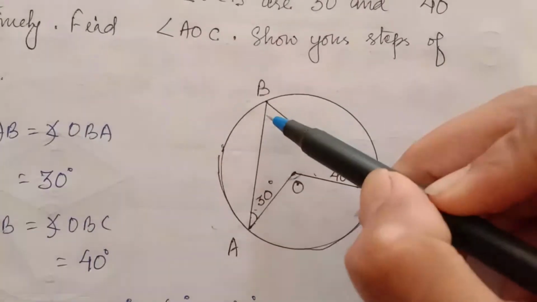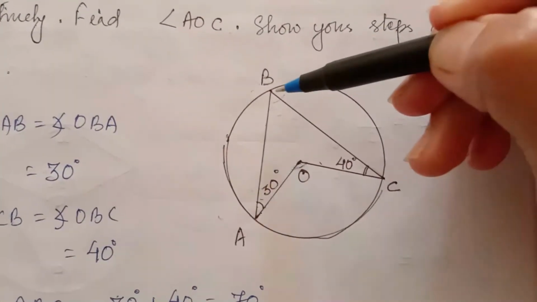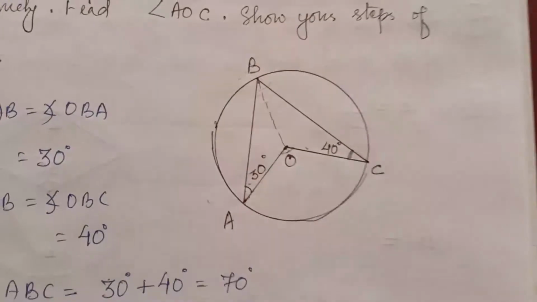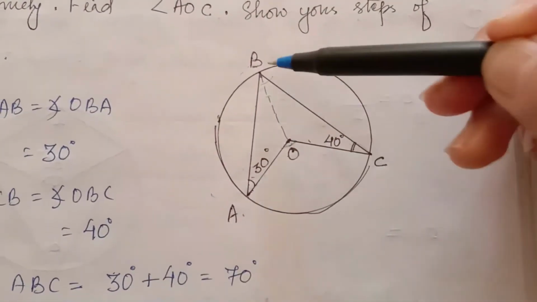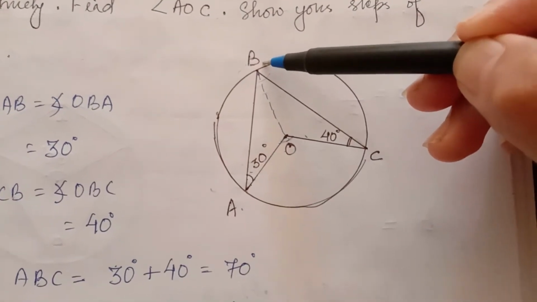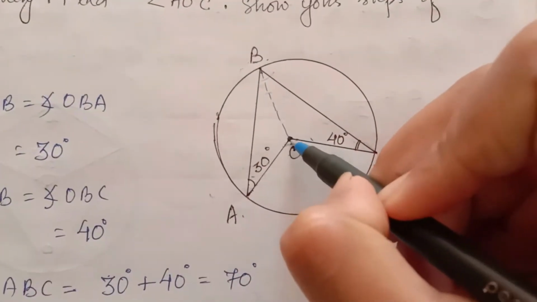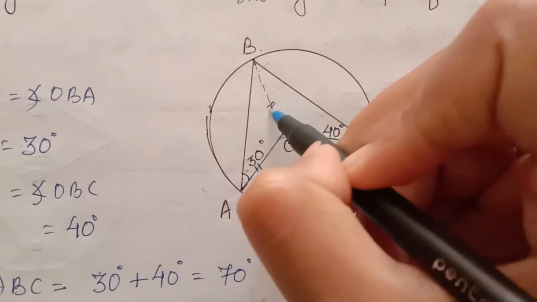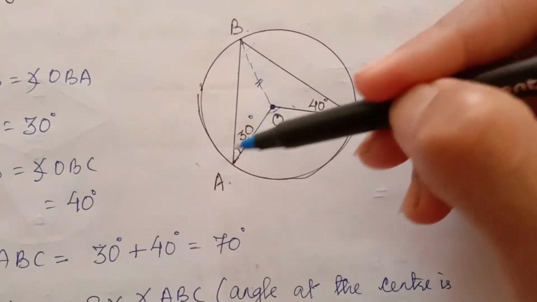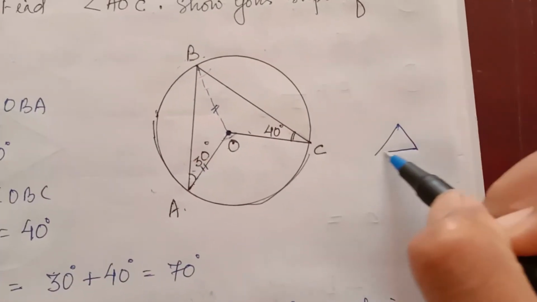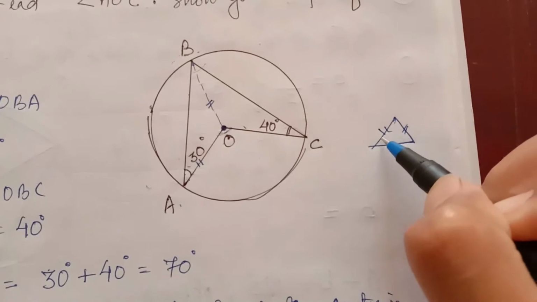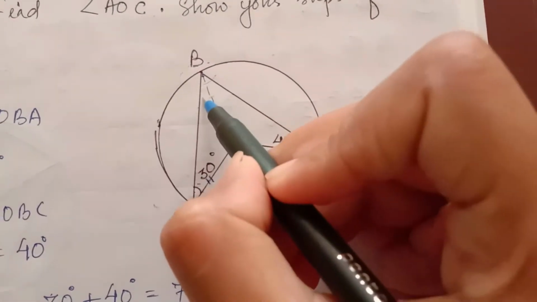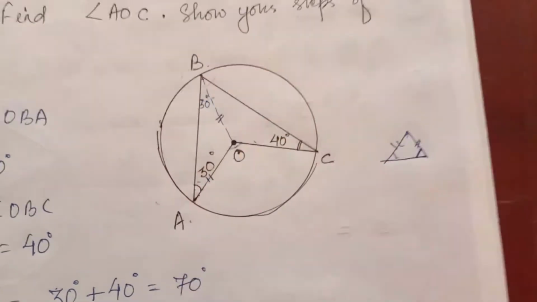So in this diagram, we have to find this angle. For that, first we will divide this diagram into two parts. We will draw one line. Now OA and OB are radii of the same circle, drawn from the center. So these two sides are equal, so this is an isosceles triangle. In an isosceles triangle, the two base angles are always equal. Means if this is 30 degrees, this is also 30 degrees.